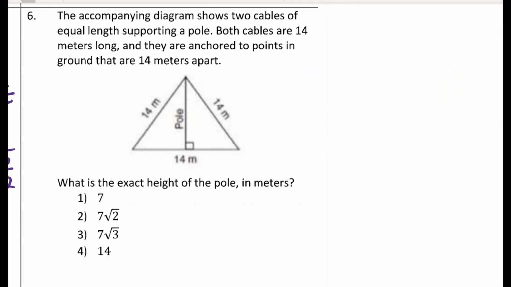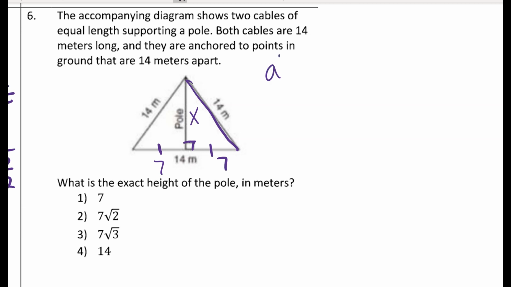Number 6, the accompanying diagram shows 2 cables of equal length supporting a pole. Both cables are 14 meters long, and they are anchored to points in ground that are 14 meters apart. What is the exact height of the pole? All right, so this to me looks like a Pythagorean theorem problem. I've got a right triangle right here. The hypotenuse is 14. However, if you recognize that this is an isosceles triangle, that altitude is also going to be the median. So both of these pieces are going to be 7.